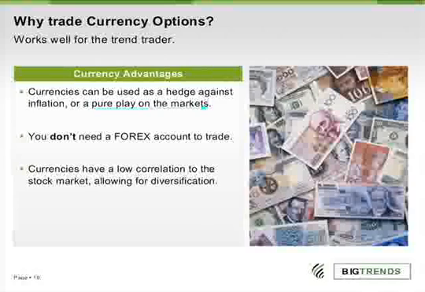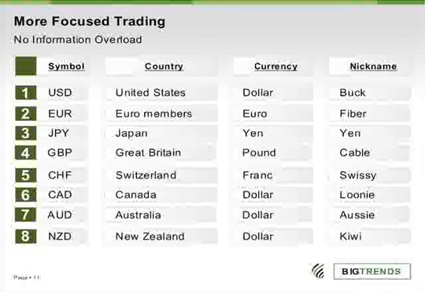Currencies do tend to have a lower correlation to the overall broader stock market, so it does allow you to diversify. But then really my favorite part is the long trending stages that you see taking place in the currency market. And that's really one of the best reasons why a trend trader should really take time and strongly consider trading currency options.